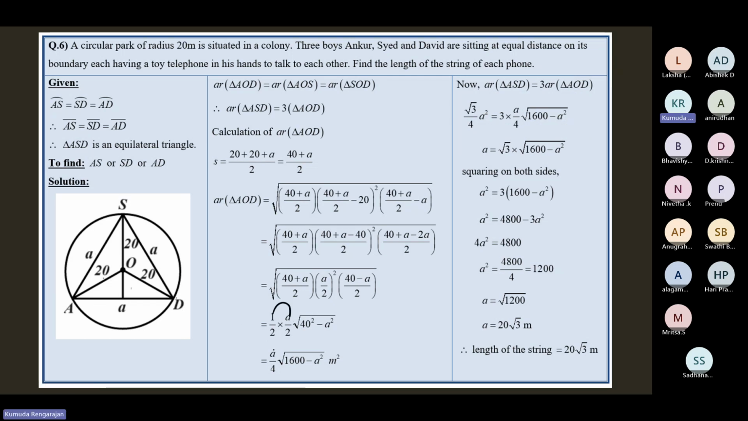So now this is a by 4 square root of 1600 minus a square. So this is the area of triangle AOD. Area of triangle AOD is a by 4 into square root of 1600 minus a square, in meter square because the radius is given in meters.